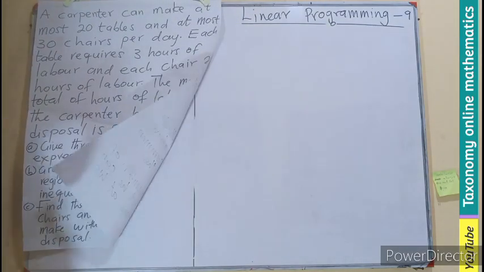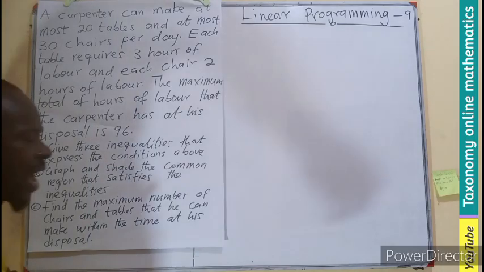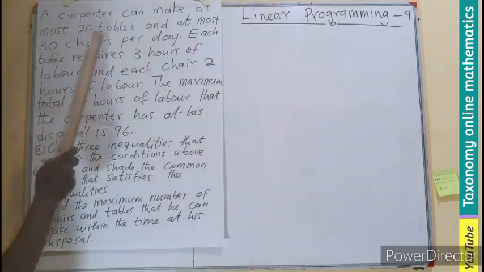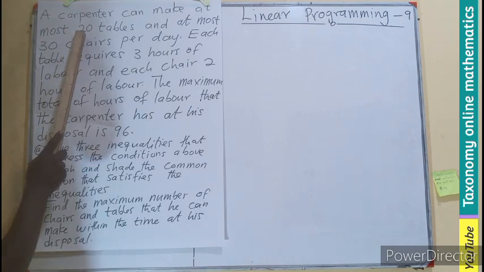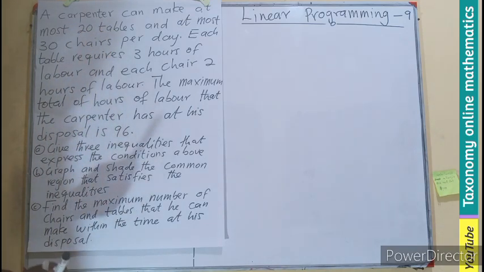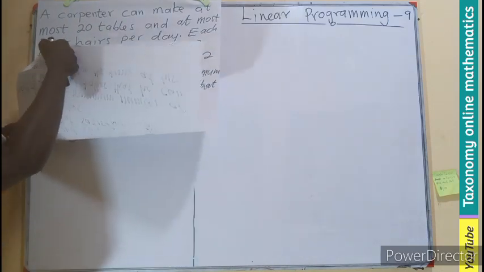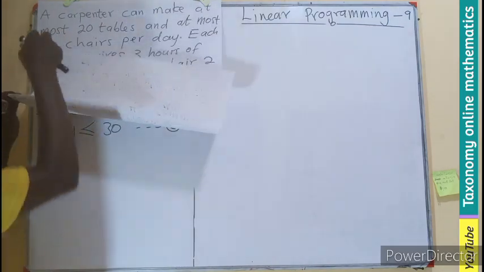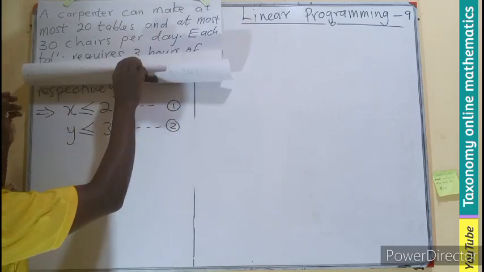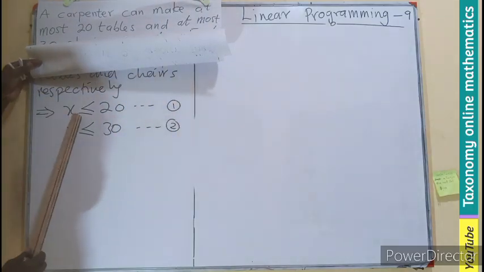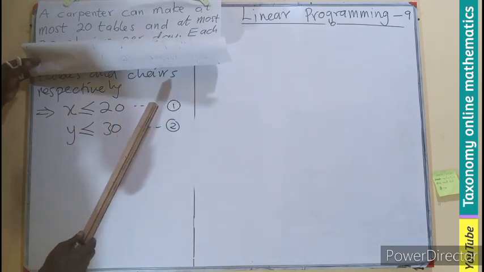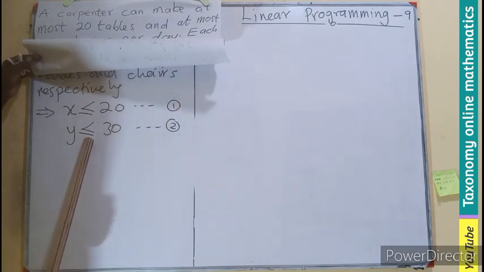Equation 2. If you check carefully, we are having at most 30 chairs, at most 20 tables. So the tables and chairs have their representation either up to 30 or 20 or less than that, respectively. So this is what we are going to get. This is the first inequality, the second inequality.